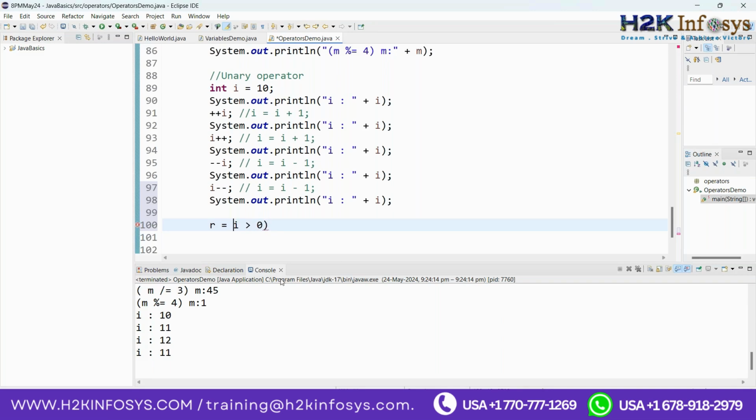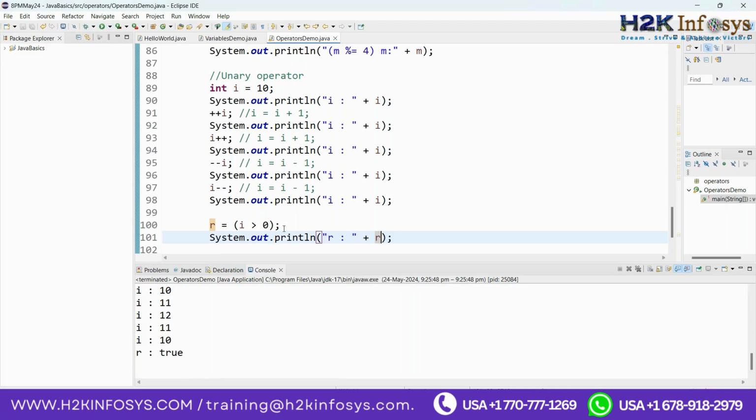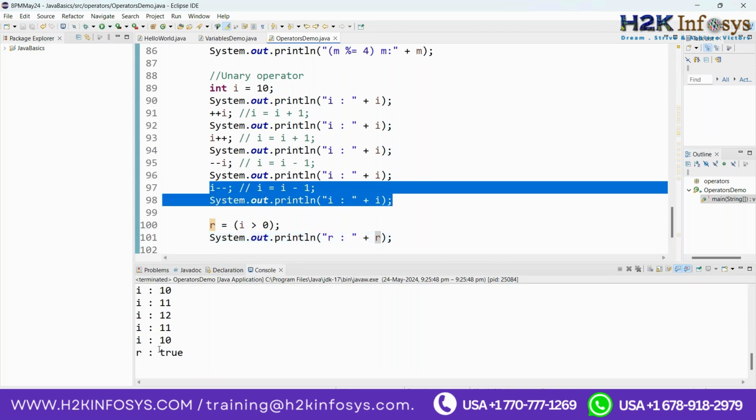True. True, correct, because we know the I value is currently 11, greater than 0. So that way it is true. It is 10 only, because this expression we did not run. So it is 10 here, correct?